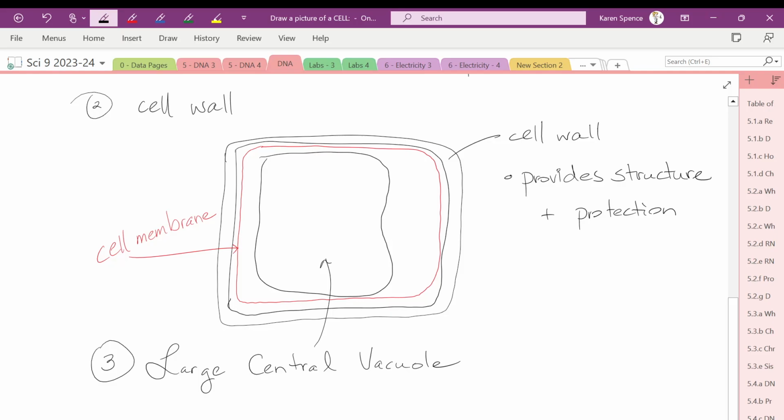Which is basically a big blob full of liquid that keeps the cell perked up. So if you have a healthy, happy plant, its large central vacuole is full. What happens though if it doesn't get enough water? It starts to wilt. The cell wall is still there, but it doesn't have anything pushing out against the edges. So it provides structure and support.